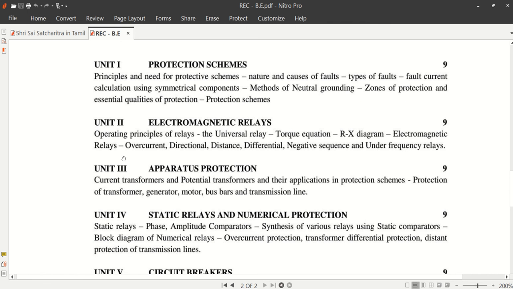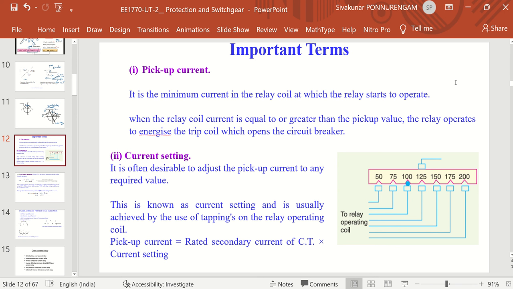In the electromagnetic relay operation, we have already seen overcurrent relay and directional relay. Before entering this topic, we should get awareness of some important terms, these basic points. So this is the pickup current. What is meant by the pickup current?